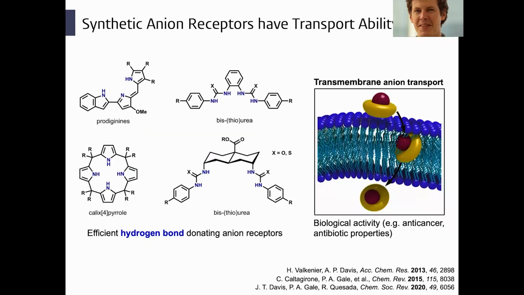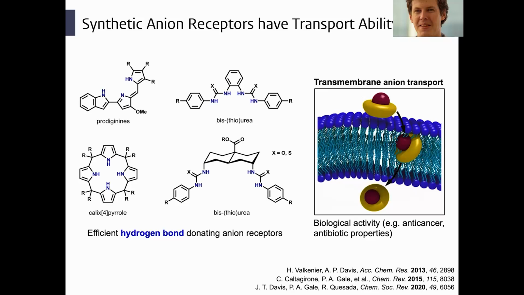We became inspired by this work of the group of Phil Gale and Tony Davis, among others. They developed non-switchable molecules based on ureas or on squaramide motifs, and they showed that these are able to mediate transport in the lipid bilayer membrane. So you can deliver them to the membrane or pre-incorporate them.